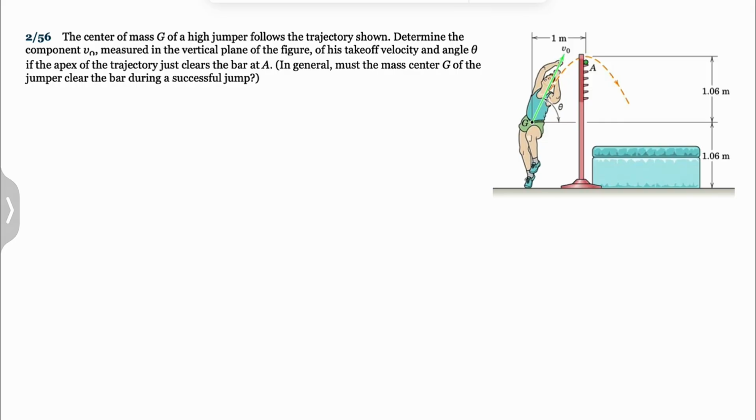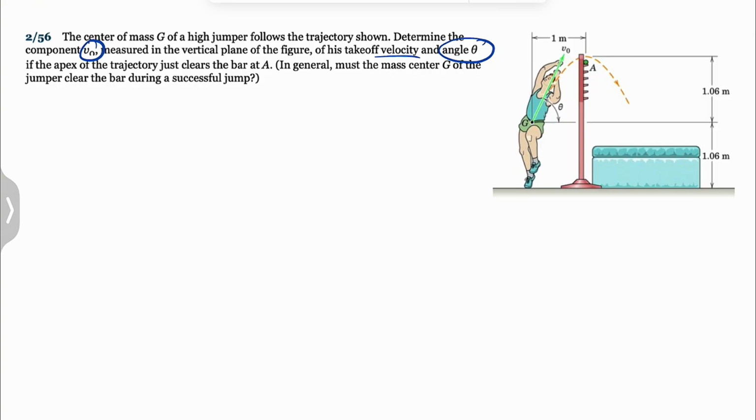We have another question from Dynamics by Meriam. The center of mass G of a high jumper follows the trajectory shown. This is our center of gravity, and we need to determine the component V0, the initial velocity measured in the vertical plane of the figure at takeoff, and also the angle theta, if the apex of the trajectory just clears the bar A. At the end of this question, we're also asked: in general, must the mass center of the jumper clear the bar during a successful jump?